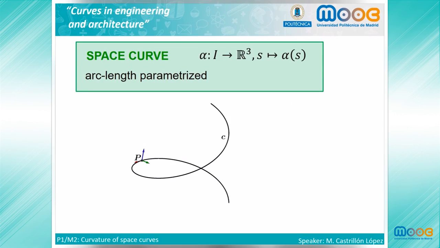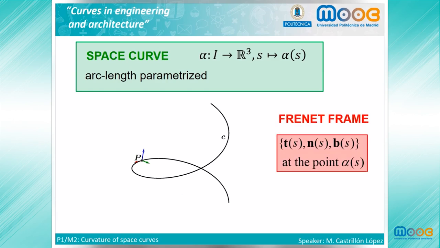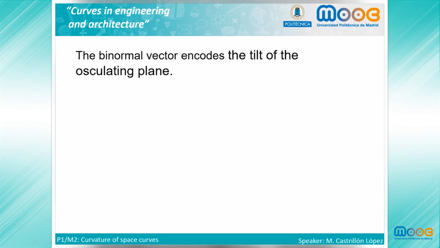We consider a space curve, and for simplicity, we consider the arc length parametrization of it. As we already saw in a previous video, at each point of the curve, we have an orthonormal basis called the Frenet frame, formed by the tangent, the normal, and the binormal vectors. The osculating plane is spanned by the tangent vector and the normal vector, so their cross product, the binormal vector, is a normal vector to the osculating plane, and it encodes the tilt of it.